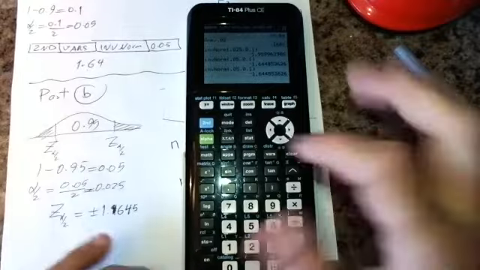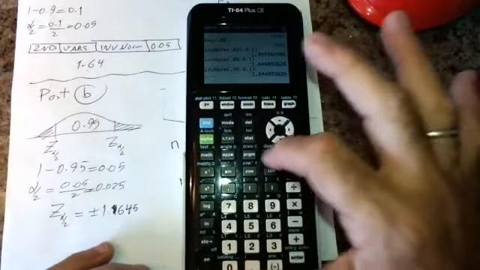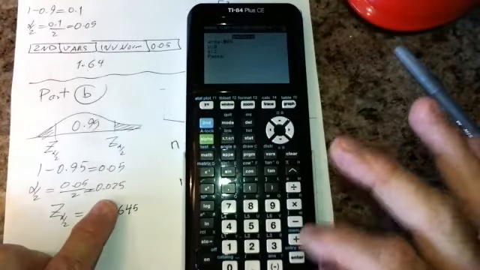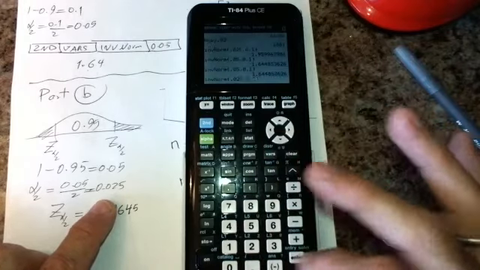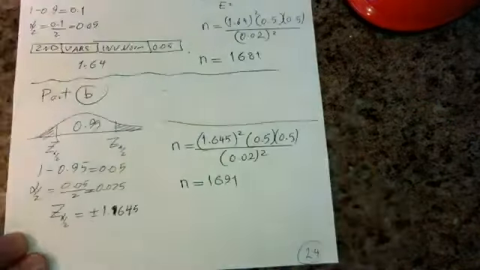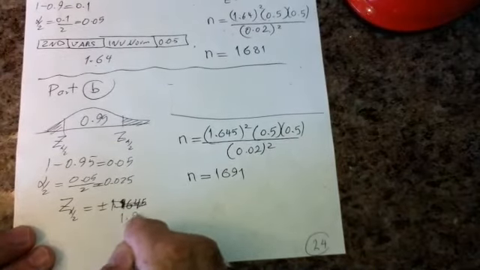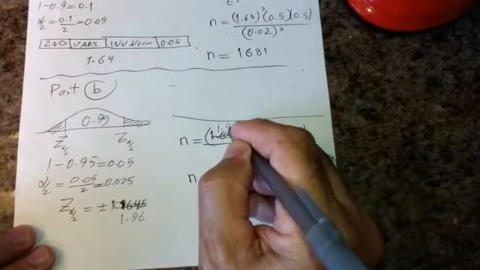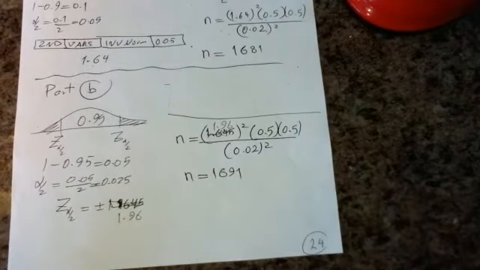I think this might be different. So the second one is 0.025, and that gives 1.96. So here I should put 1.96. Sorry about that.